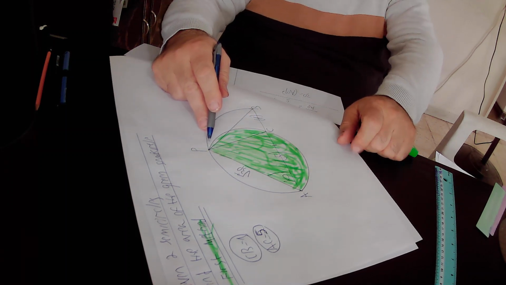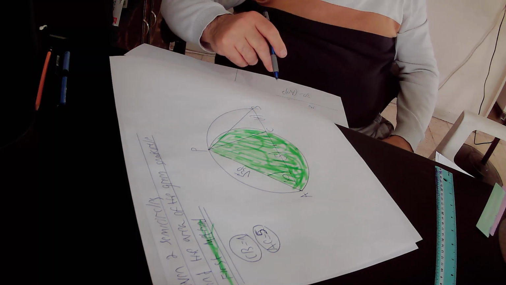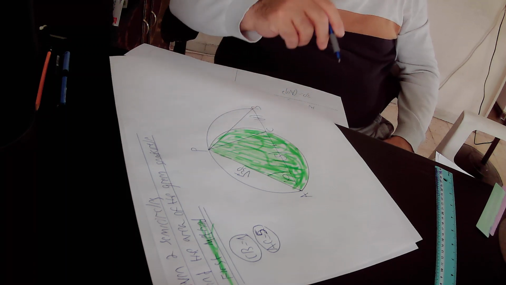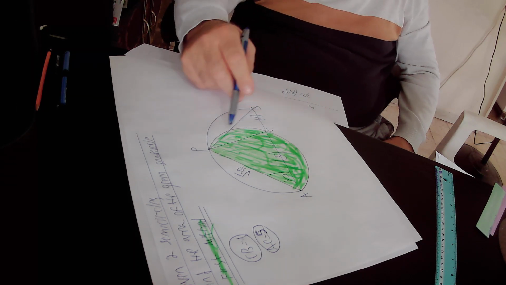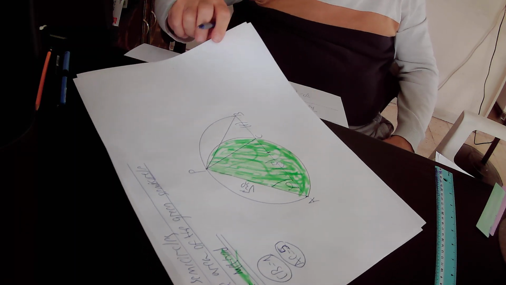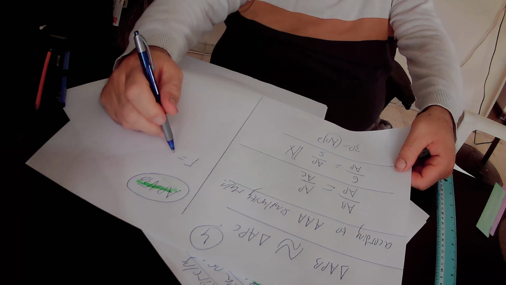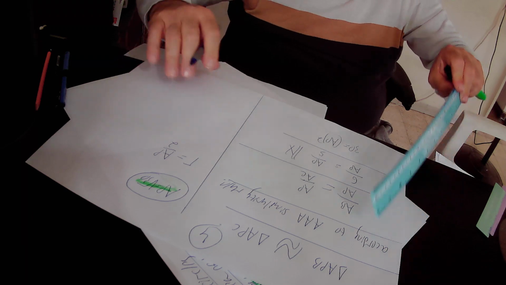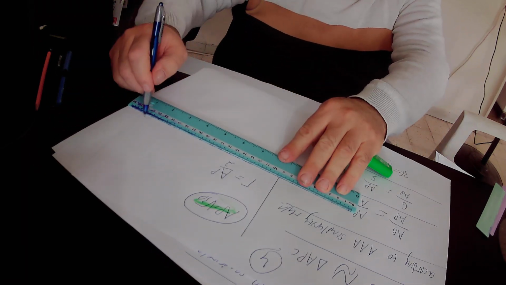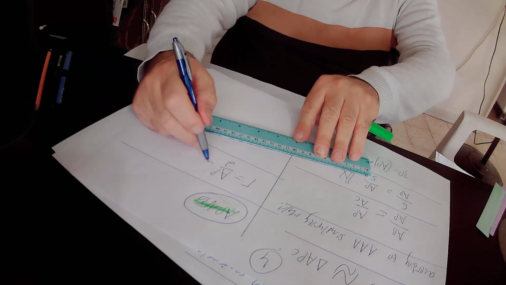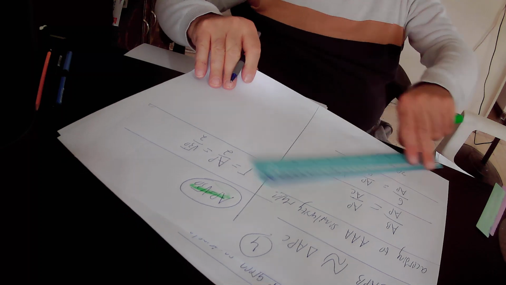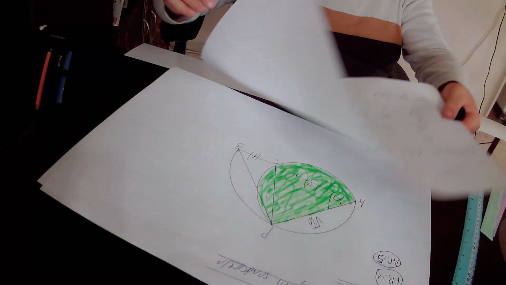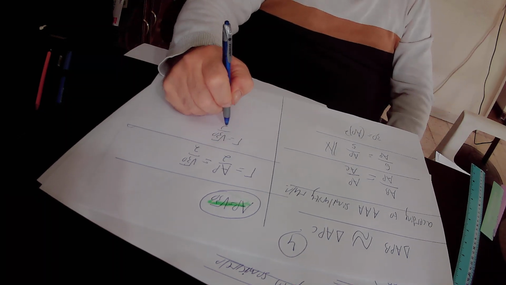AP is the diameter of this green semicircle. If the diameter is AP, it means that the radius of this green semicircle must be equal to the diameter over 2. That is to say, the radius R of this green semicircle equals AP over 2. So I write it down. The radius R of the green semicircle equals the diameter AP over 2. The diameter AP is the square root of 30. So the square root of 30 over 2 is the radius of this green semicircle. So the radius R equals the square root of 30 over 2 units in length.